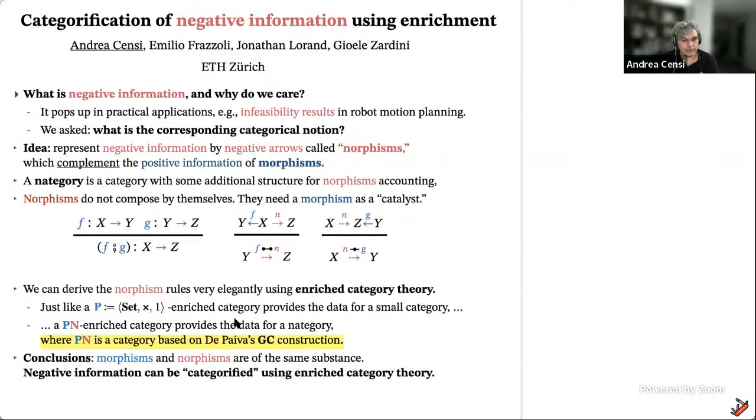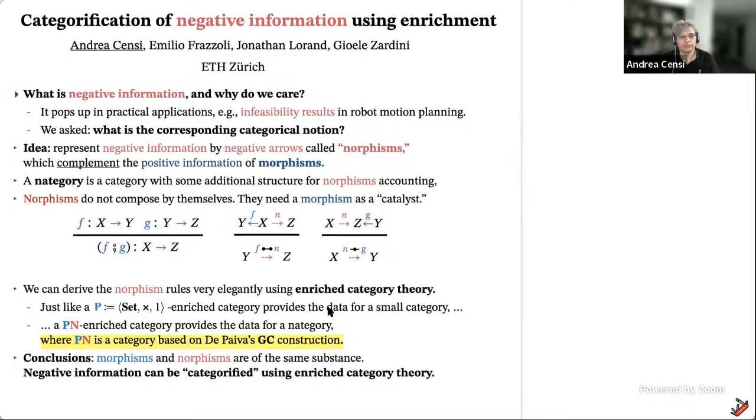So this is, let's say, the statement of our result. As you might remember, if you define P to be a set with the Cartesian product as a monoidal product, a P-enriched category provides the data for a small category. I will show you that a PIAN-enriched category provides the data for a nategory. And this is the new part. Last week at the conference, we had our own PIAN created from scratch. But now we managed to make it as an extension of Valeria de Paiva's GC construction.